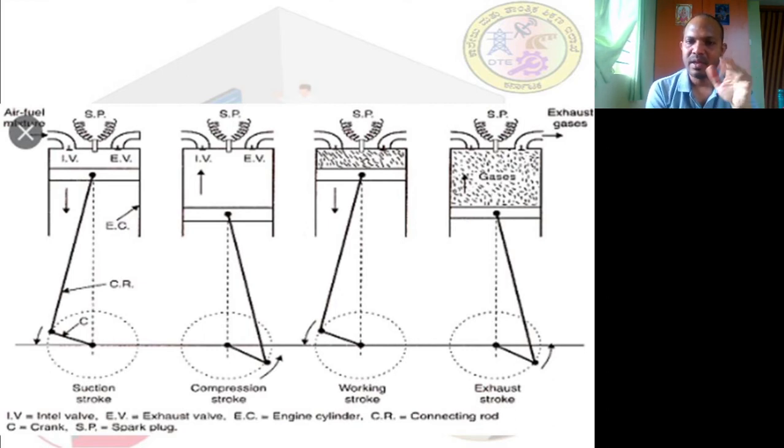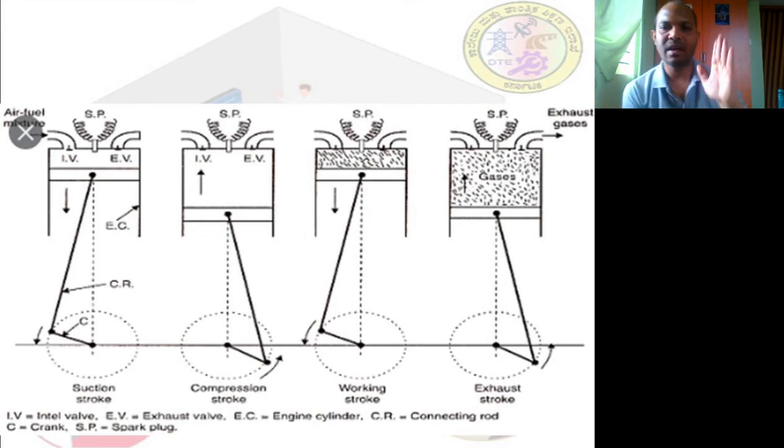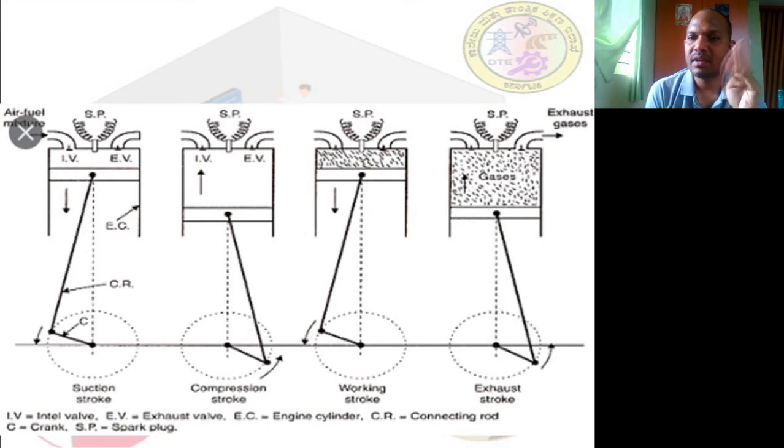Next, the working stroke, or power stroke, or actual stroke, or combustion stroke. If you can remember, you should remember it as a combustion stroke or a power stroke, according to me. Why, I will tell you. First point, in the working stroke, in the power stroke, what happens? Both the inlet and outlet valve will be closed, and the piston is at TDC.